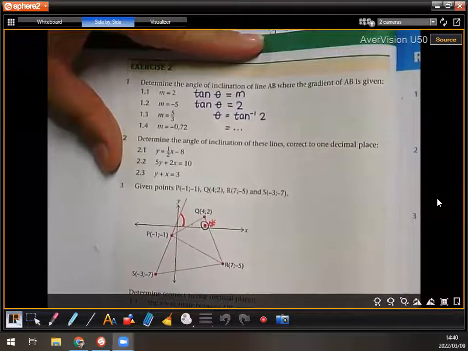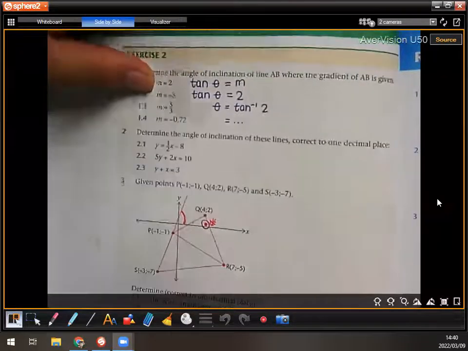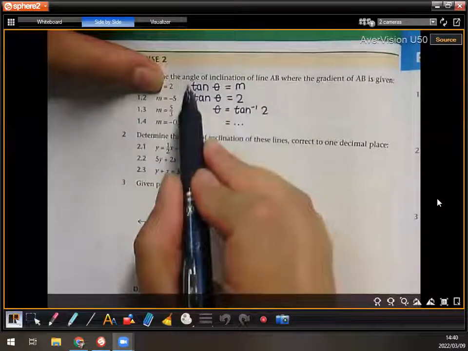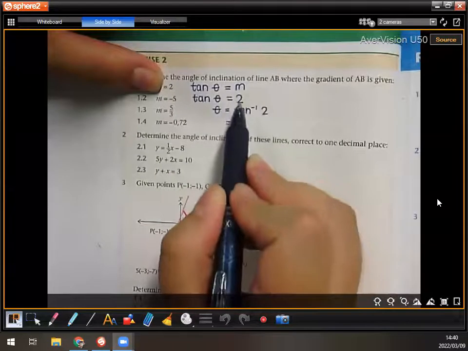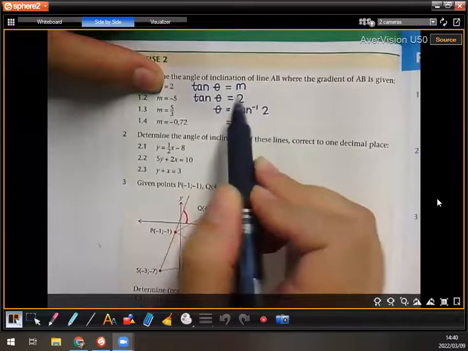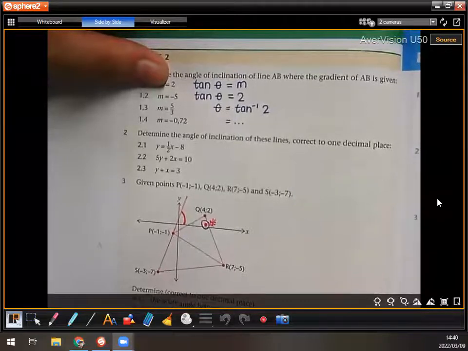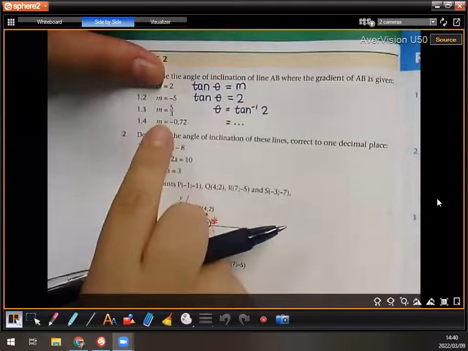And you can tell your answer. For the next one, the gradient is -5. So you're again going to say tan theta equals -5. But when your gradient is negative, find the reference angle and you subtract that from 180. Okay, so we're going to do that for the first 4.